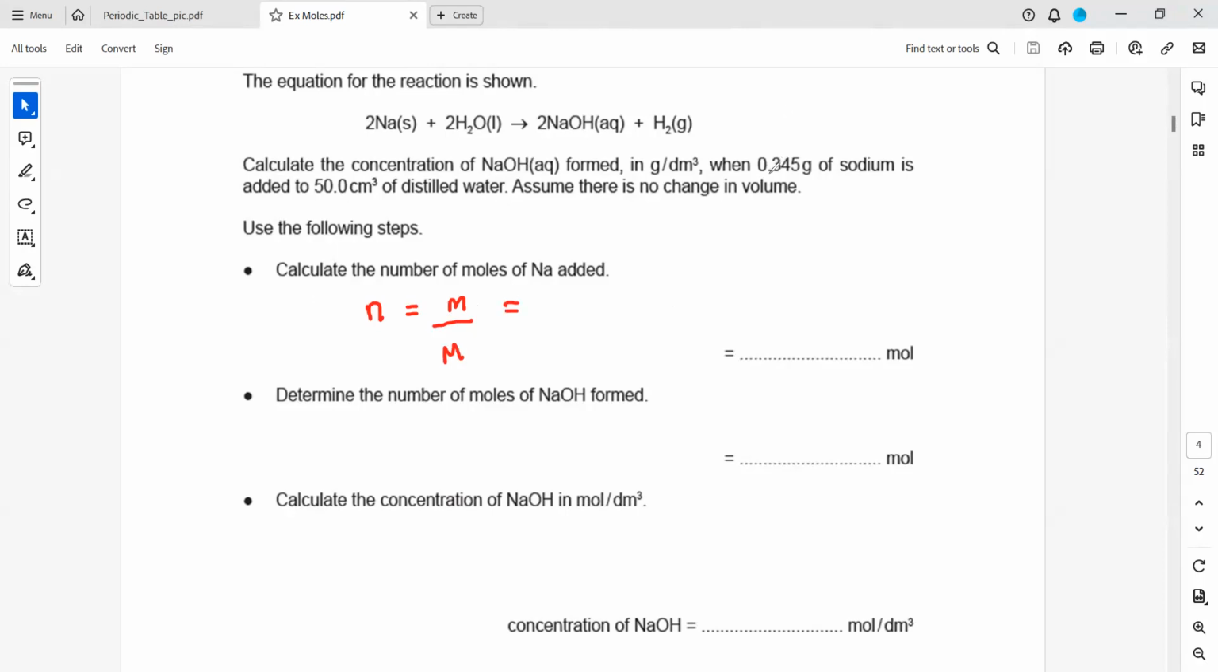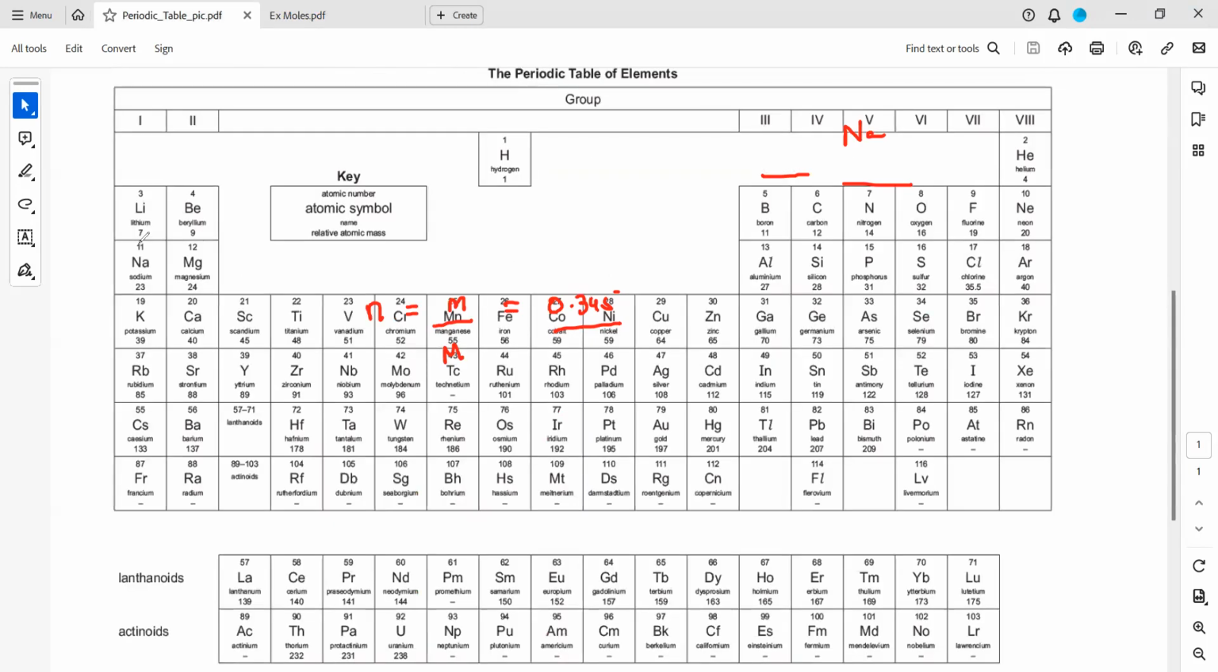Mass in grams, what is the mass in grams? That is 0.345. What about the molar mass? Molar mass can be atomic mass or molecular mass depending on the substance. Because this is sodium and the symbol is Na, in this case the molar mass will be the atomic mass. So what is the mass of Na? You have to use a periodic table. You will see here is sodium Na, and the key says the relative atomic mass is at the bottom. So 23 is the relative atomic mass.